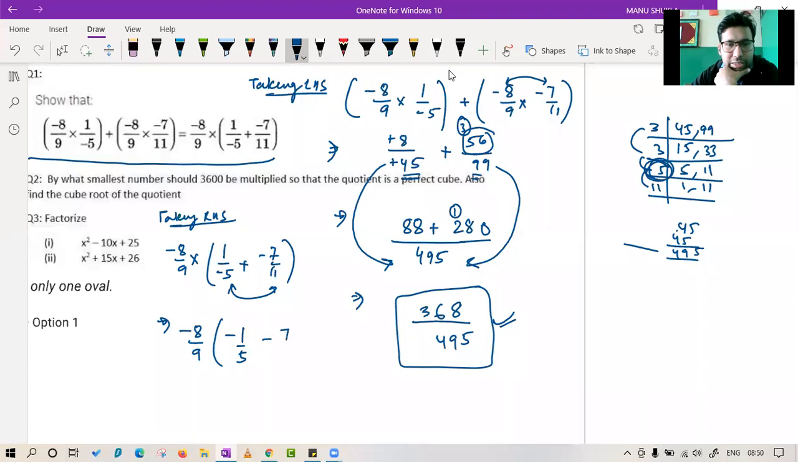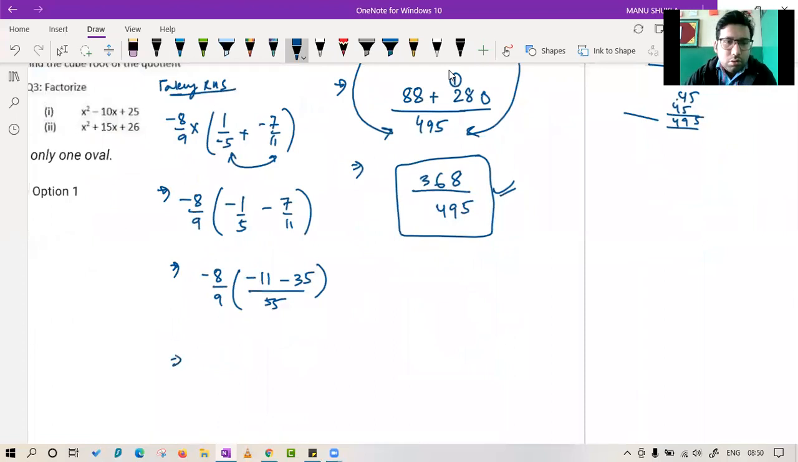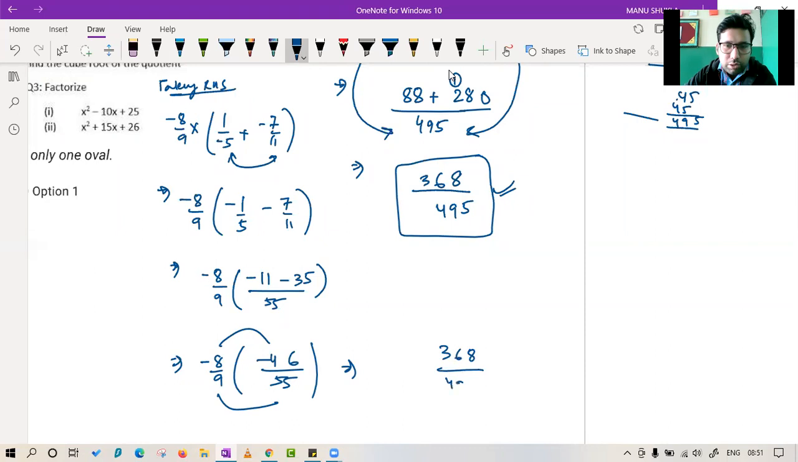The LCM of 5 and 11 is what? 55. So minus 11 minus 35. So now we have got 55, 1 plus 1, this thing is 6, 4 minus. Now, finally, you have to multiply these two and these two. What will we get, class? The same thing. 368 upon 495 is the right hand side.